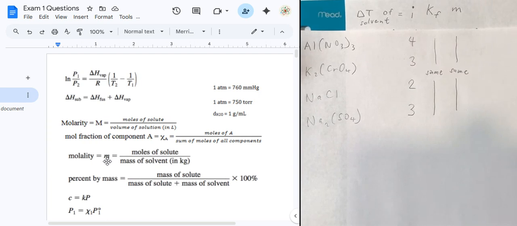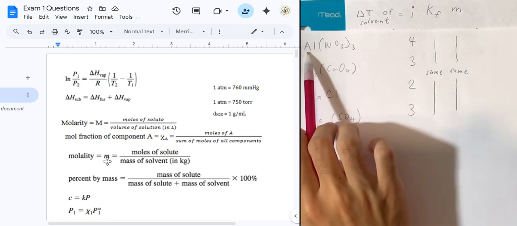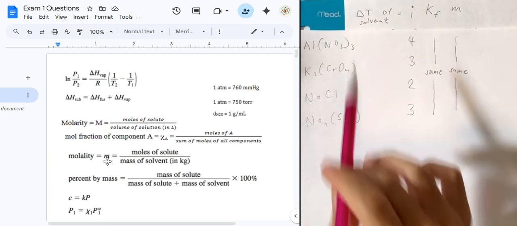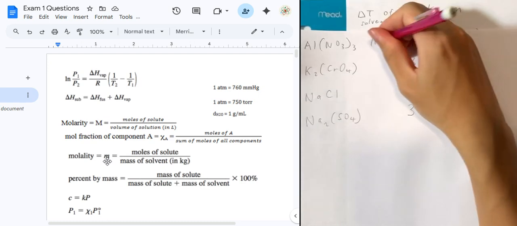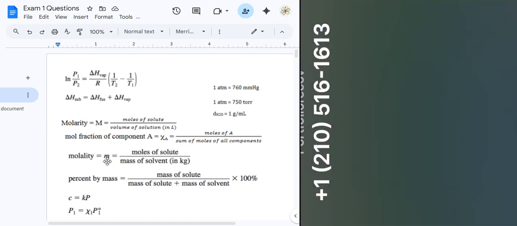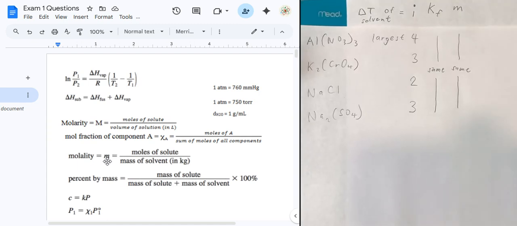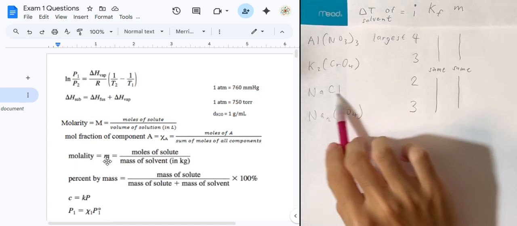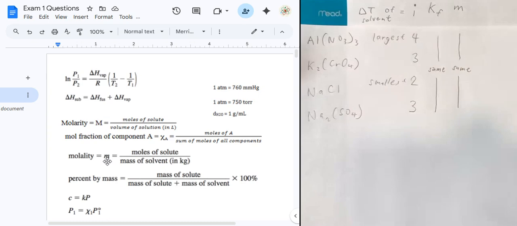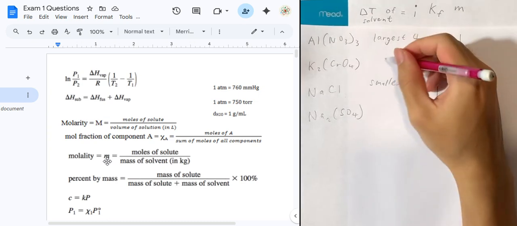So we know off of this, this has the largest change in T of solvent. And this one has the smallest change in T of solvent. And these ones are in the middle.